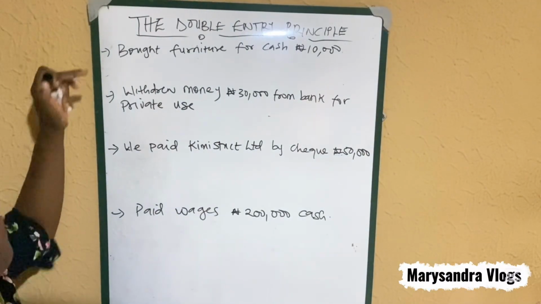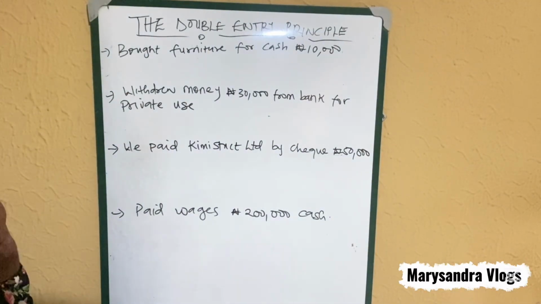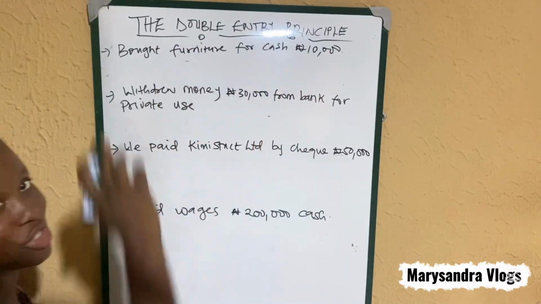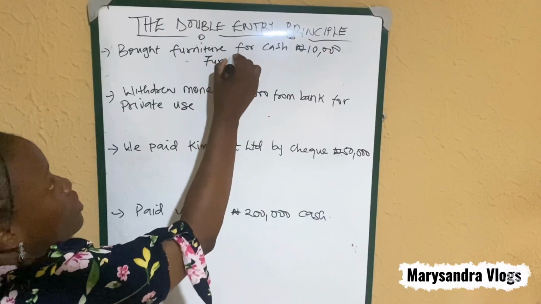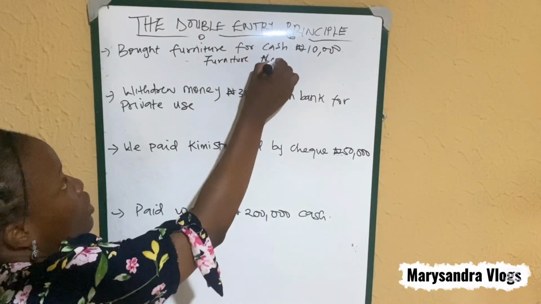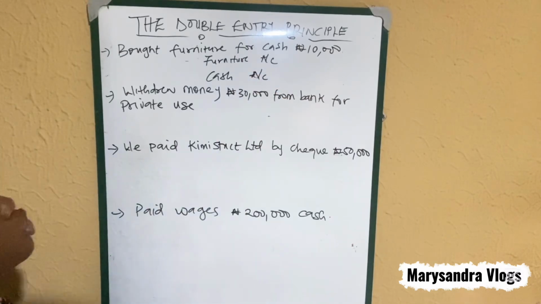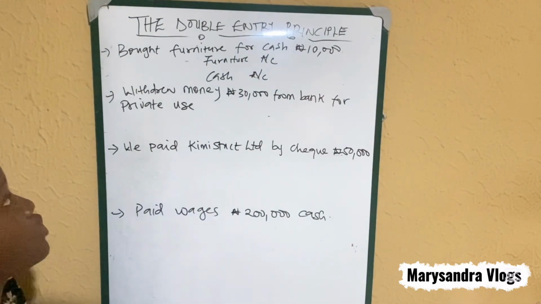So we have bought furniture for cash of 10,000 naira. What are the two accounts involved here? Furniture account and cash. So we have furniture account, we have cash account. So which account is receiving and which account is giving out?